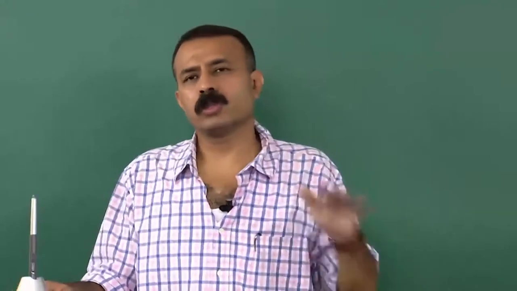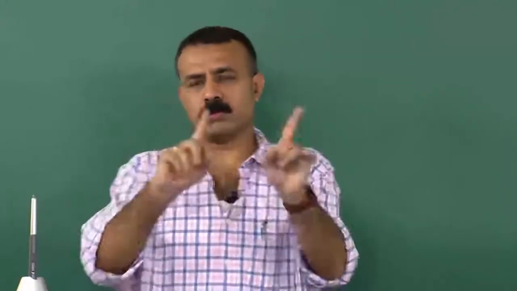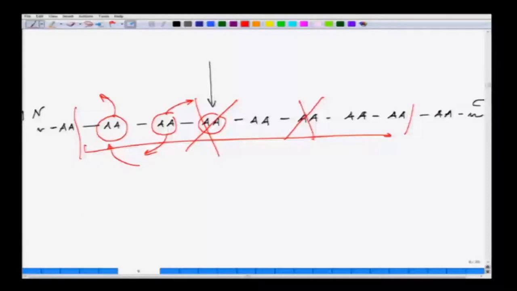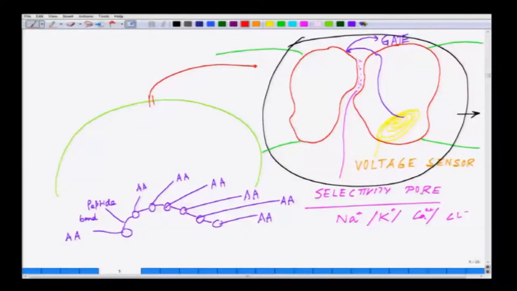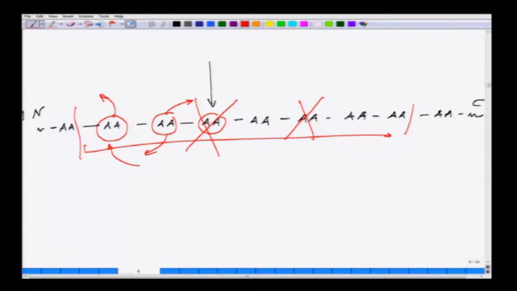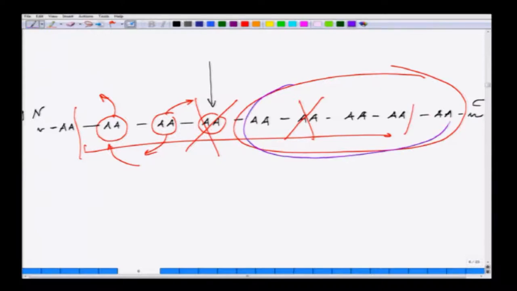Once you know the sequence, then you go back using genetic tools, so that you know exactly how to mutate specific amino acids. That way, you now have control on this structure. You can ensure that this part is replaced. Let us take a simple example: say these 4 amino acids are involved in voltage sensing, just for hypothesis sake.